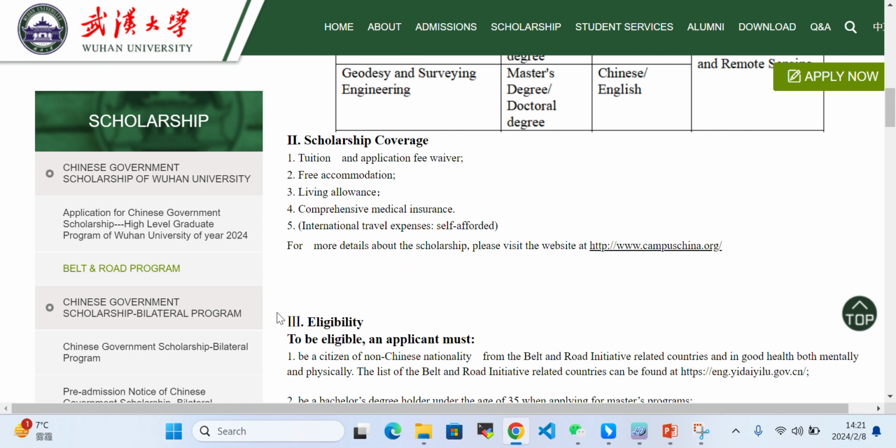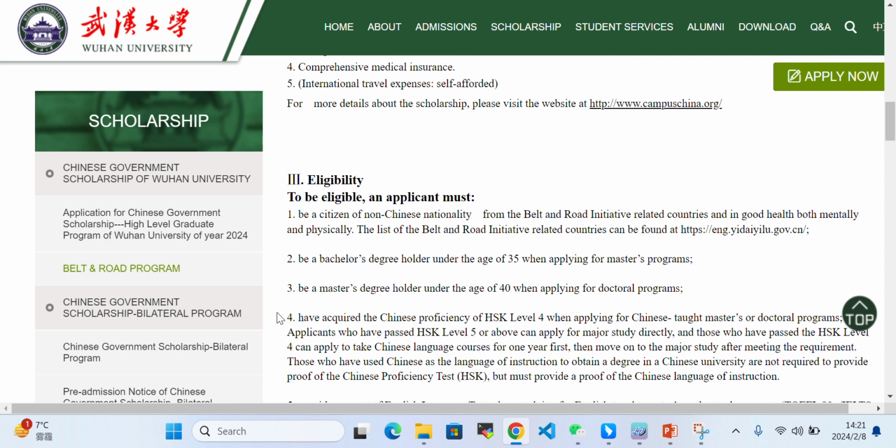What is the coverage of the scholarship? They will cover your tuition fee and application fee. You don't need to submit your application fee if you are applying for CSC scholarship. Free accommodation, living allowance, comprehensive medical insurance. For more detail about the scholarship, you can visit here. I have also made a video on how you can apply for CSC scholarship. First you need to apply on the CSC portal and then you need to apply on the university portal.